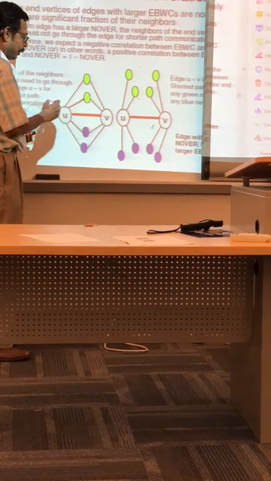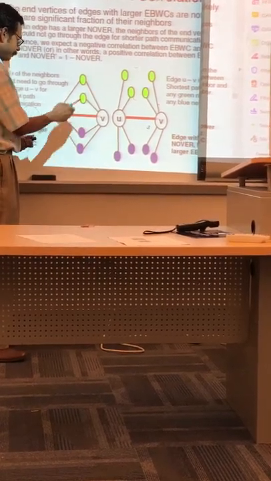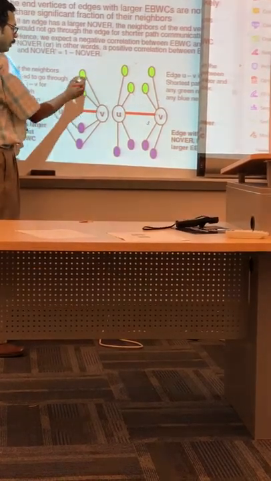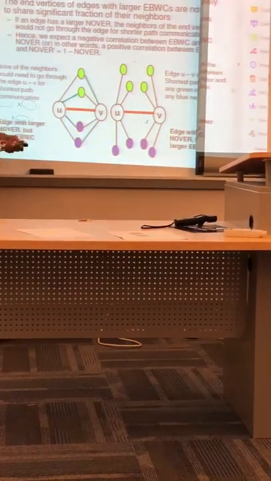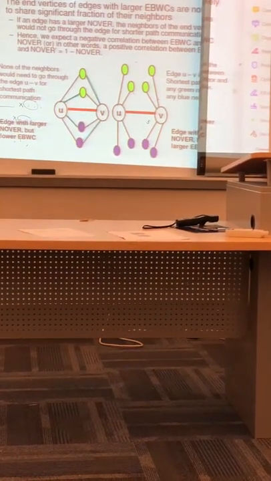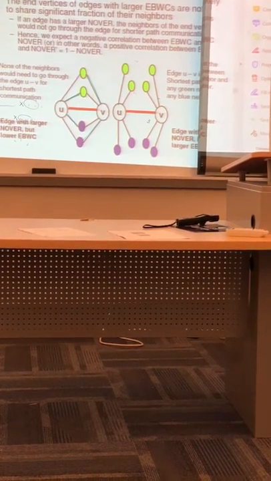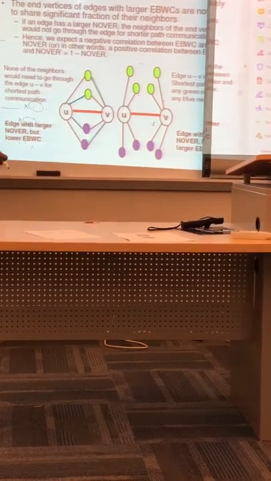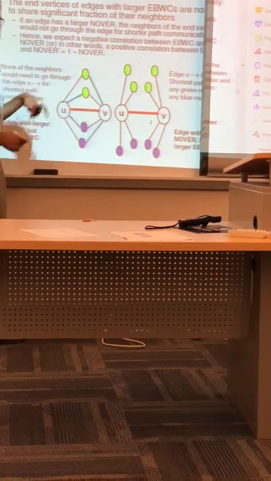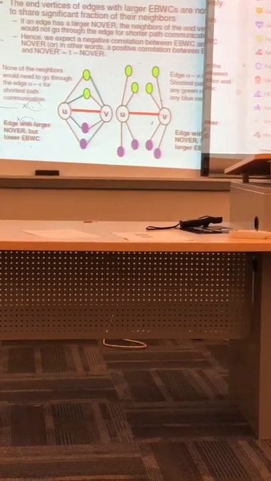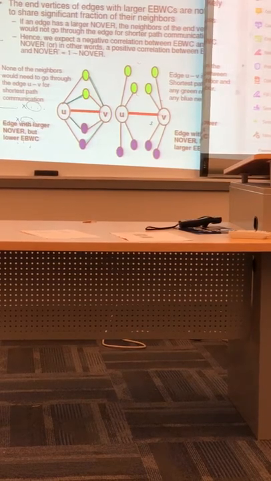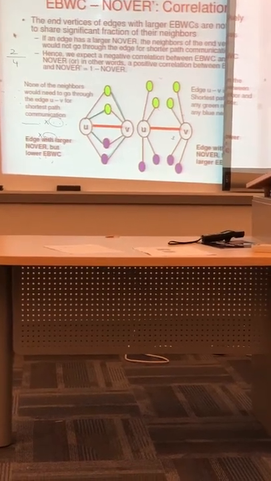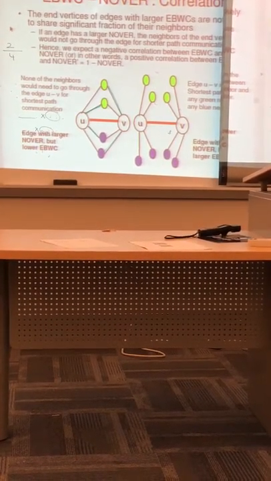They can just communicate directly. I should have drawn a different color. They can just go through like this, or like this, right? So none of the neighbors need to go through U and V for shortest path communication. No neighbor pair will be using this edge UV. So what do you expect the betweenness of the edge UV to be? If none of your neighbors are using it, just U and V will be using it, so it's going to be a very small value.